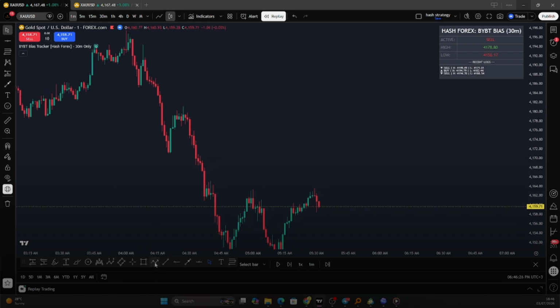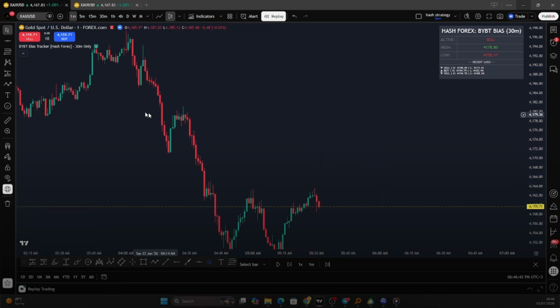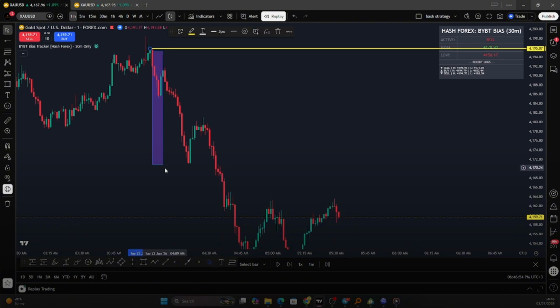Right now the market structure that we are seeing is the market making lower lows and lower highs, lower lows and lower highs. So that is the structure of a downtrend. If you come here on the chart, you can clearly see the market is giving us this move. The market is creating a resistance and then it's dropping. Then it is creating a zone of support around here.